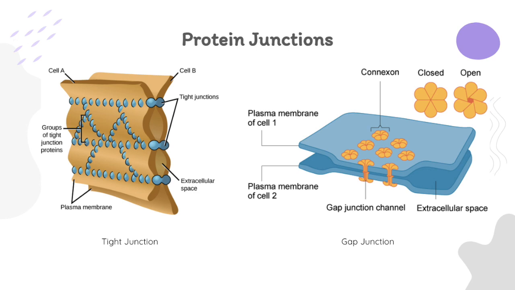Protein junctions are large protein complexes found in the plasma membrane. They provide contacts between neighboring cells or between cells and the extracellular matrix. One type of junction is the tight junction, which helps prevent liquid from leaving the cell.